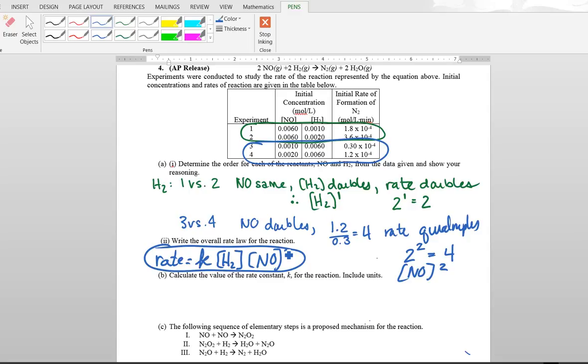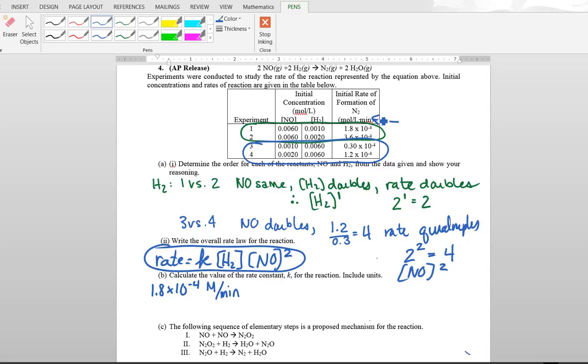So then we want to calculate the value of the rate constant k. So what we do here is we're just plugging numbers into the rate law that we just wrote. So you can choose any of the experiments. I'm going to choose experiment number 1. So my rate is 1.8 times 10 to the negative 4th. The units here are molarity per minute. Okay, make sure you read this data table carefully.